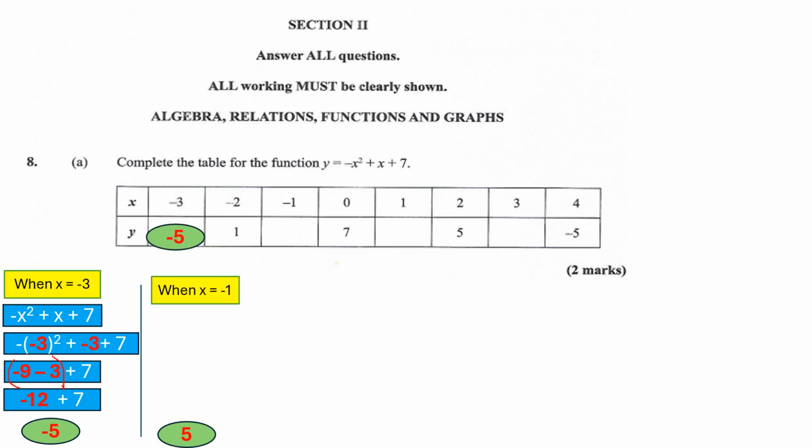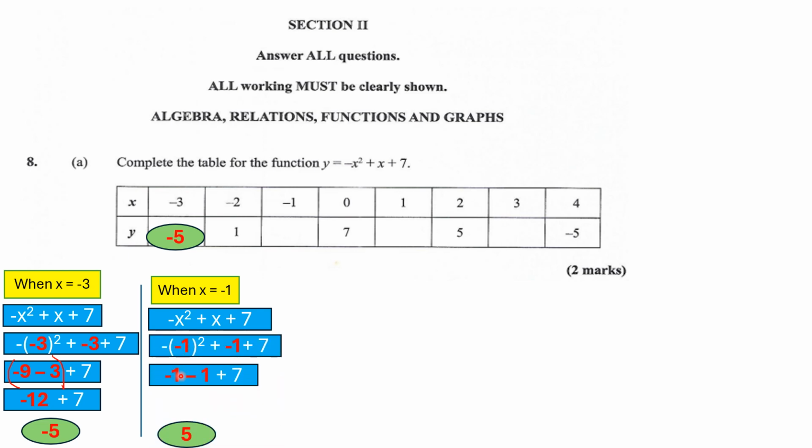When x is negative 1, that is our second x value that we have to calculate the y value for. Here is our function. We're going to substitute negative 1 wherever we see x. And we recognize that negative 1 to the second power is positive 1, because remember, when you multiply two negatives, you get a positive. But because of this negative sign, we have negative 1 minus 1 plus 7. So again, let's put brackets around here. That is going to give us negative 2 plus 7, which is equal to 5.